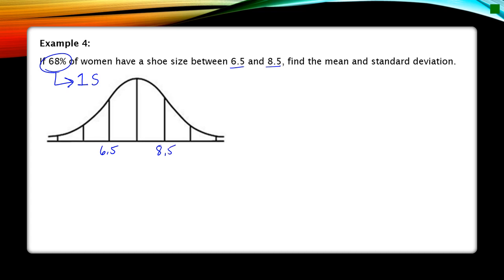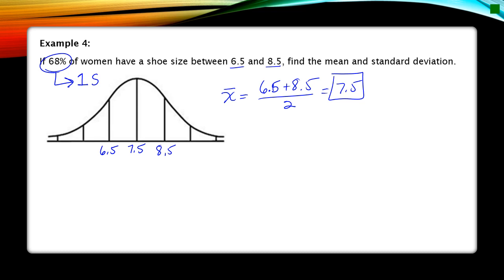So the first thing I'm going to do is take those two numbers and add them together. 6.5 plus 8.5, and then I'm going to divide by 2, and this is going to tell me the mean. So that's always your first step. So mean, you take the 2 points that it gave you, divide by 2, and I end up with 7.5. So that is the mean.